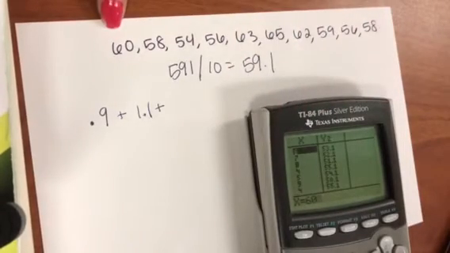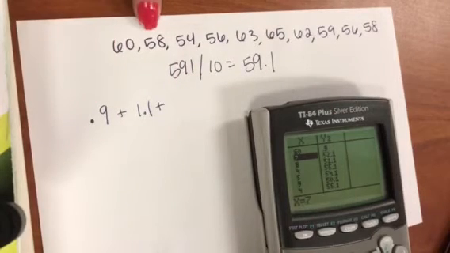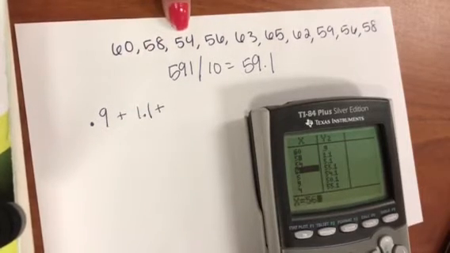Just type in 60 and then enter. It is 0.9. There it is. Now do 58. Enter. What is it? 1.1. Then 54, 56. You have to write them down. I know, I'm writing them down.